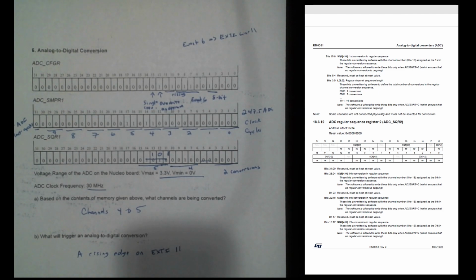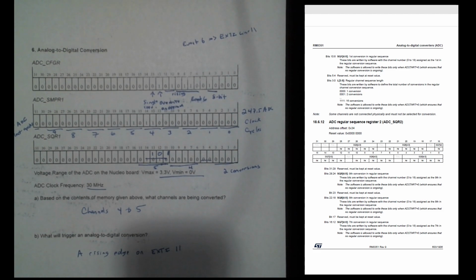So that's basically set up so that when some event happens external to the device, we can then trigger that conversion, make it happen. And again, that's just from that CFGR register that we looked at in the manual and figured out what those bits meant.